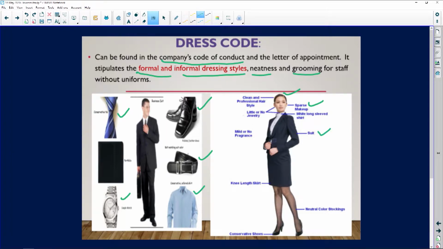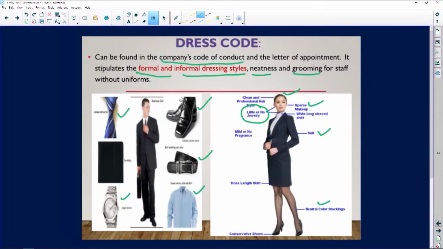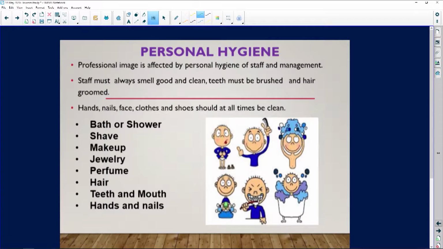You can also wear a women's suit. You can use neutral color stockings. You can wear a dress or pants, whatever suits you if it's not prescribed in the company policy. And this is also very important, little or no jewelry. Okay, so guys, when it comes to your dress code, it actually tells people a lot about who you are. Sometimes people can be perceived as someone different than who they are because of the way they are dressed. Dress code plays a role in the company's professional conduct.